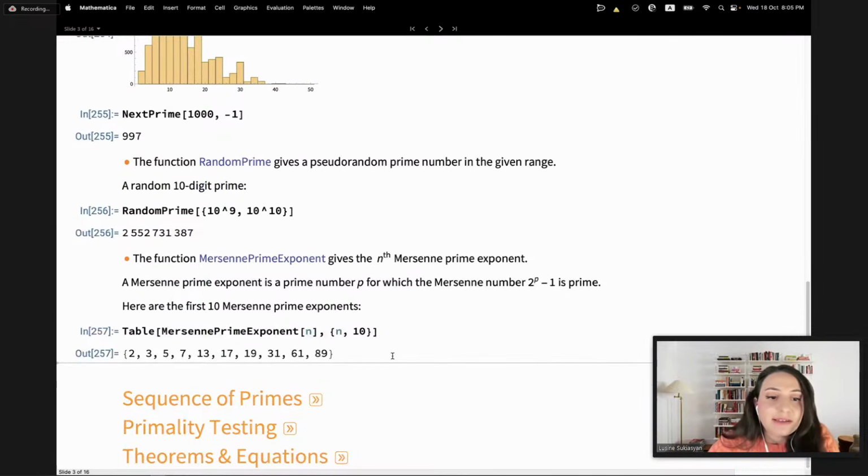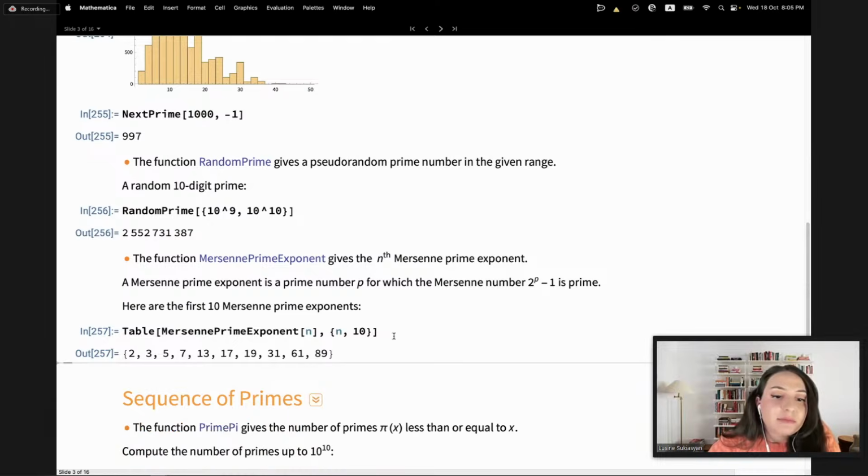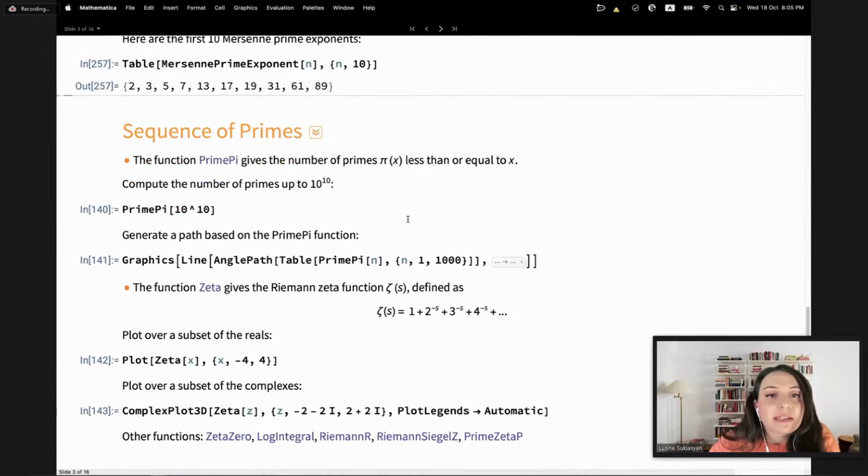We can find, this is the table of the first 10 Mersenne prime exponents. The next group of functions here is the sequence of primes. And here the most important function is the function PrimePi. So that function gives the number of primes pi(x) less than or equal to x. And by the way, it has nothing to do with the constant pi.